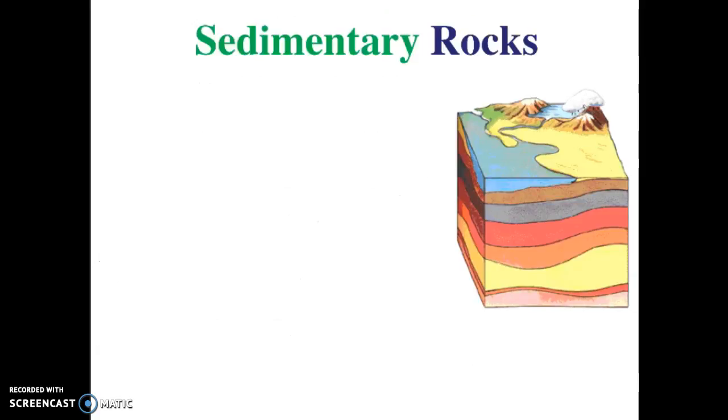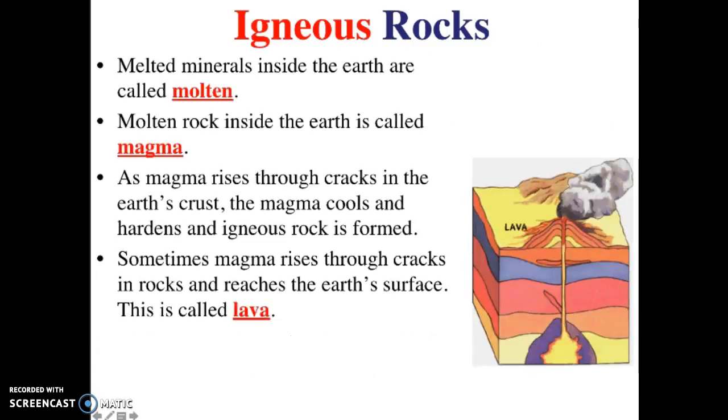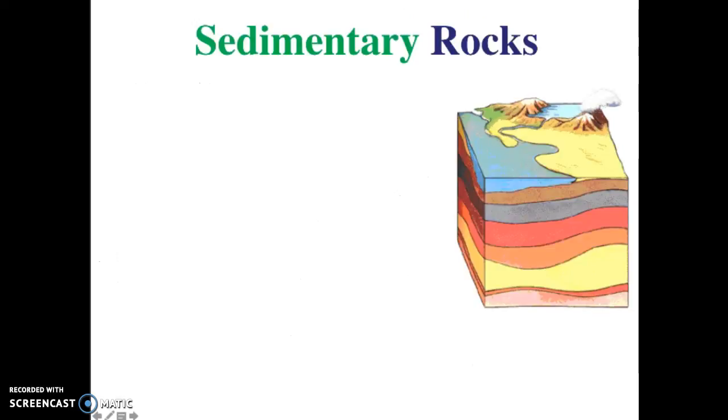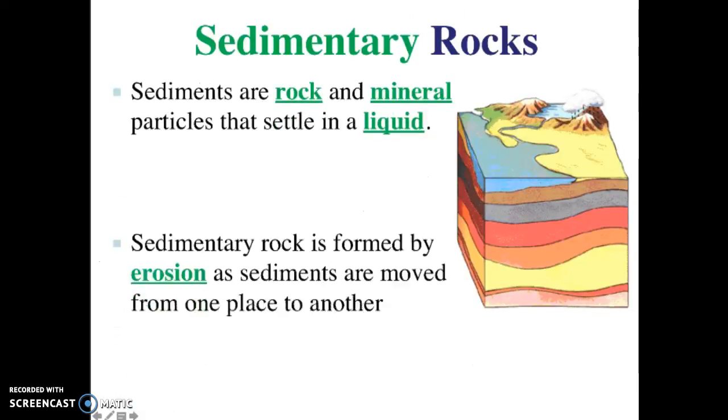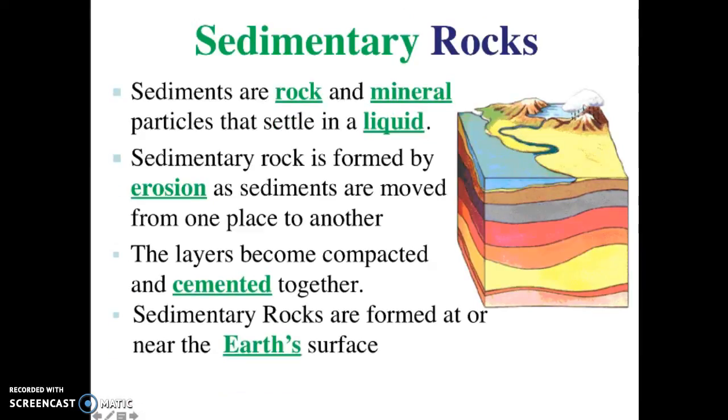All right. If you'll notice, there's a diagram that shows you about a sedimentary rock. Sedimentary rocks are rocks and minerals and particles that settle in a liquid. It's formed by erosion as sediments are moved from one place to another. The layers become compacted and cemented together. They're formed near the Earth's surface.